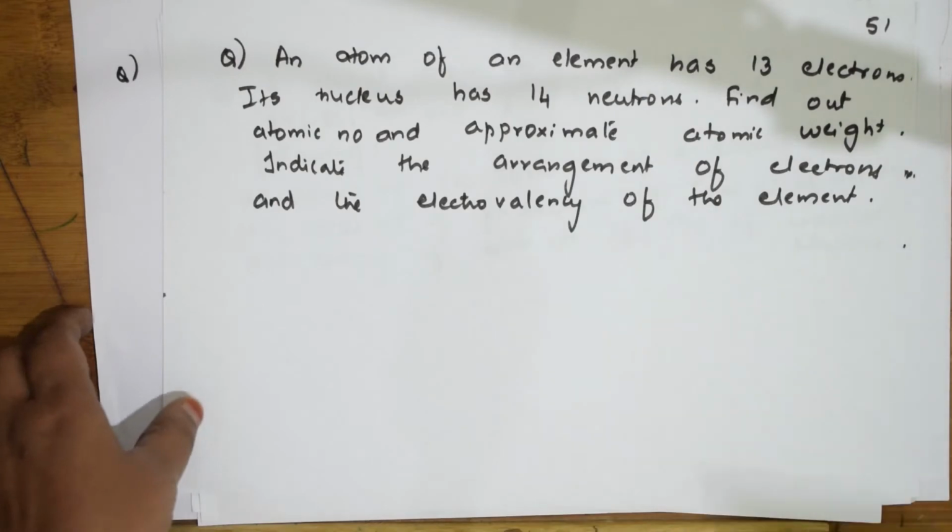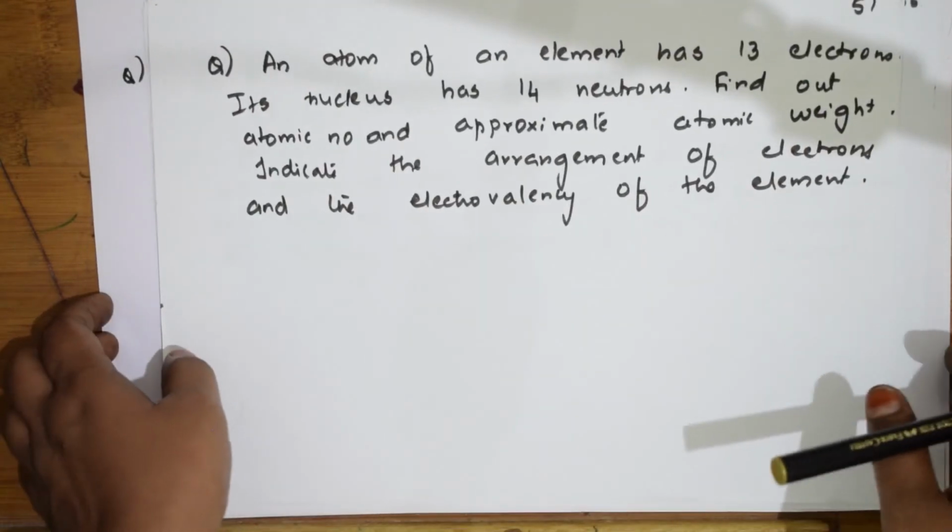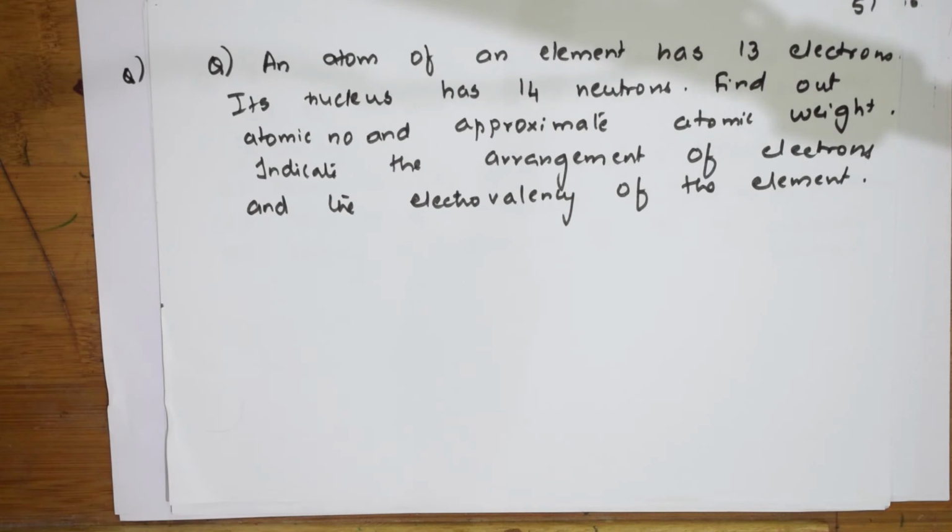Let's come back and do numericals based on electronic configuration now. So almost we are coming to the 60th question. We have crossed 50. Let's do this. Basically this is a concept, as I said, of electronic configuration. Let's come back and meet in the next session.